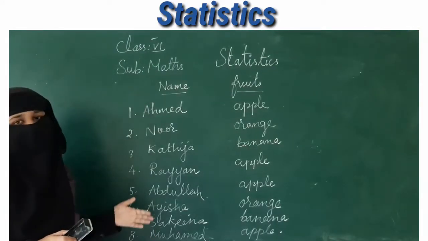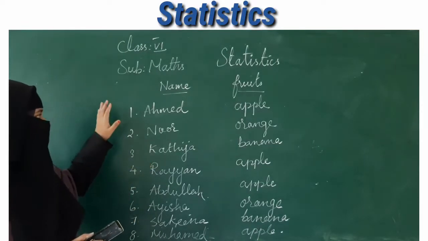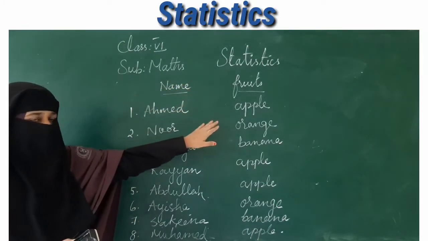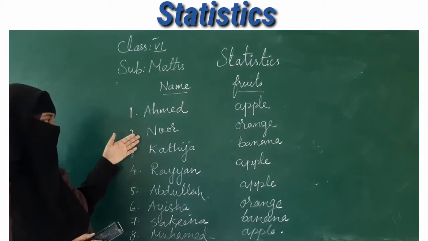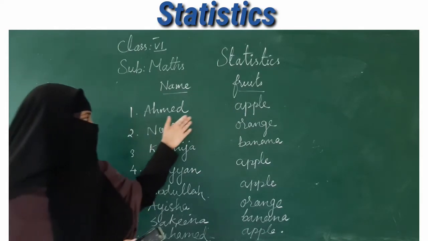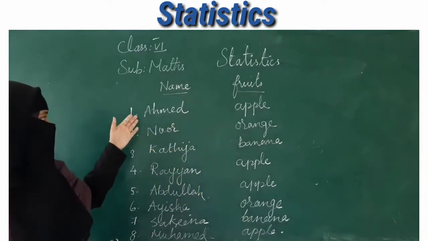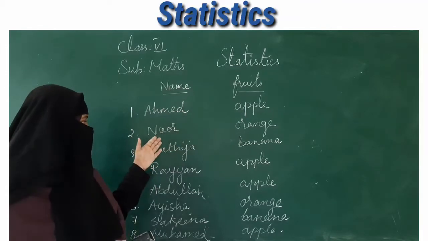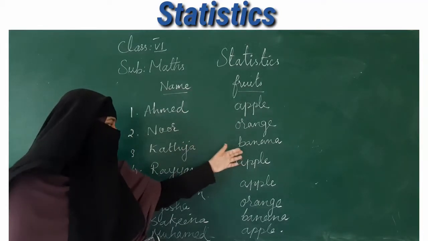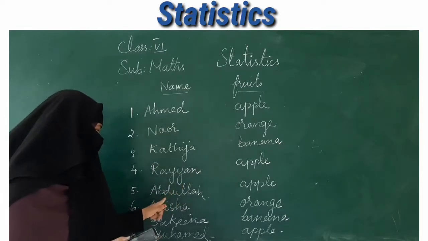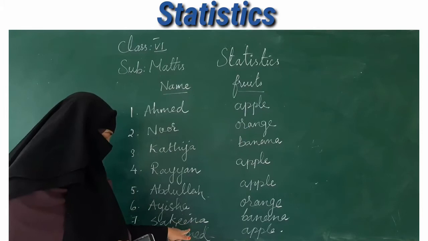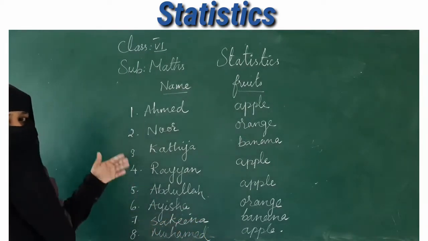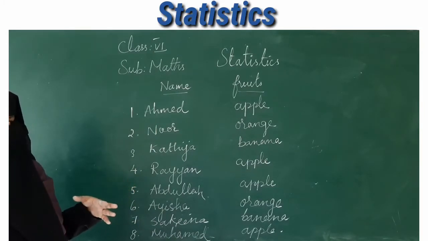See, for example, there are some names here. Student's name, you can get it as student's name. Their liked food is there on that side. The teacher wants to get the information about their liked food. Ahmad likes apple. Noor likes orange, Khadija banana, and Ryan likes apple, Abdullah likes apple, Aisha likes orange, and Sakina likes banana, and last one Muhammad likes apple. Okay, see, we get the data.